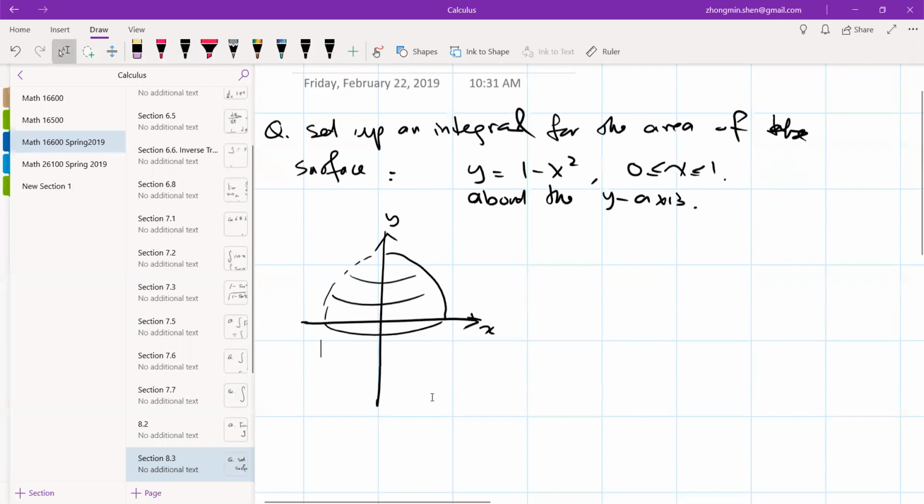Step 1. You write down the formula for the area of a surface, which is 2 pi r ds. This actually is a single integral. S is the arc length of the curve you use, and for the ds, you have to find a way to find it. This is arc length, right? So ds is actually a tiny bit of this arc length. So first of all, you figure out what is r.